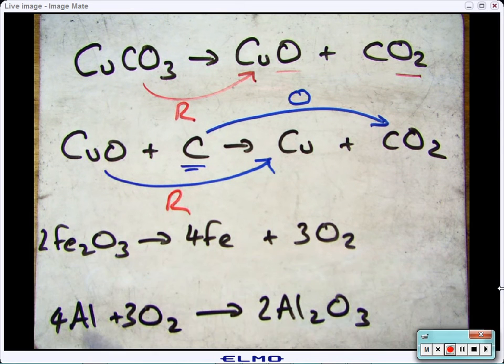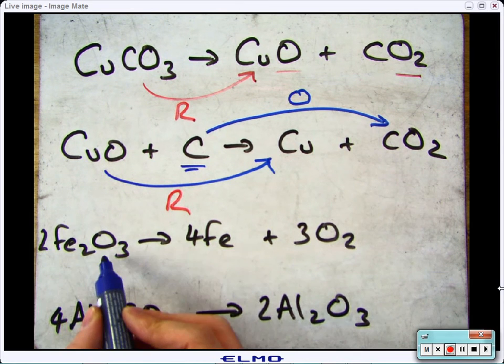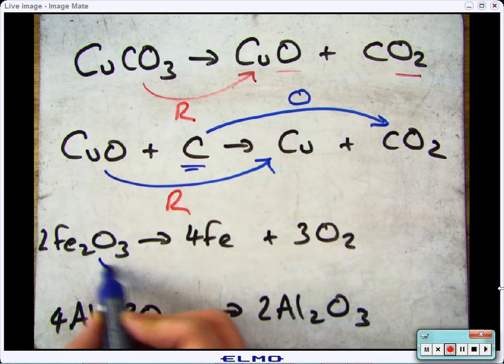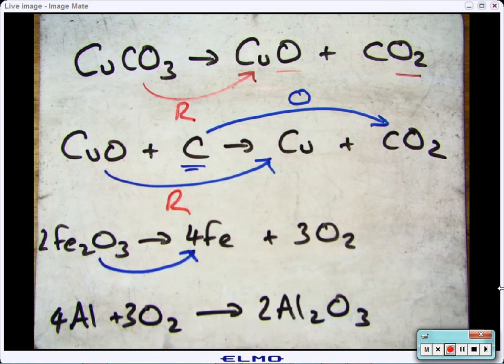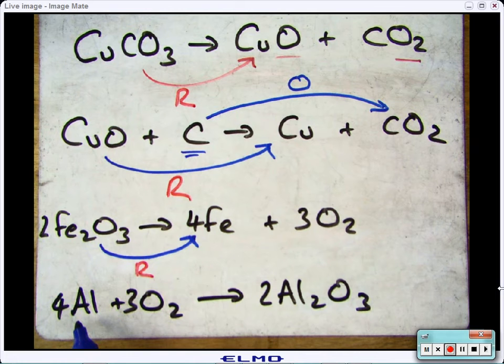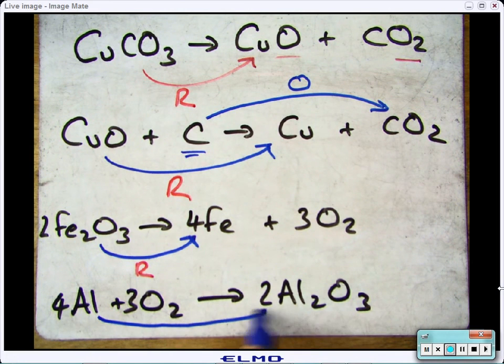In this one here we've got iron oxide, Fe2O3. Now that has been broken down into iron and oxygen. Therefore we say the iron itself has lost the oxygen, so reduction has occurred. And then finally, you have aluminium which has been added to oxygen to make aluminium oxide, so we say aluminium has been oxidized.